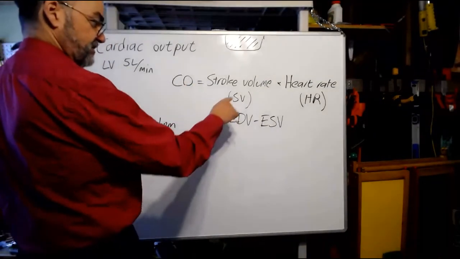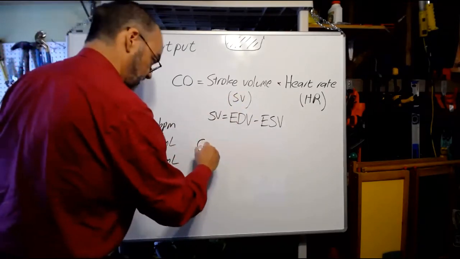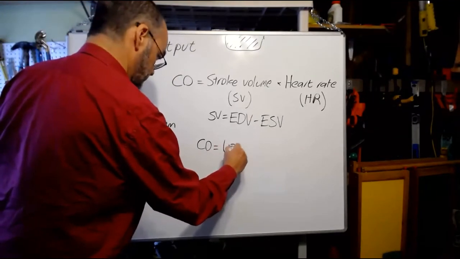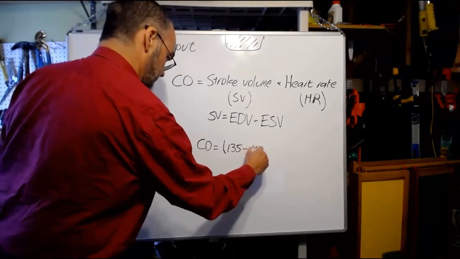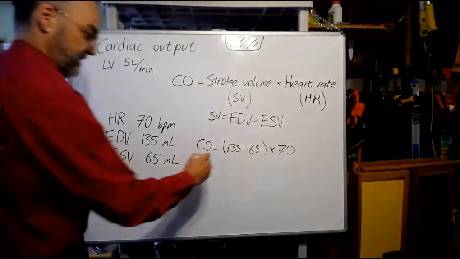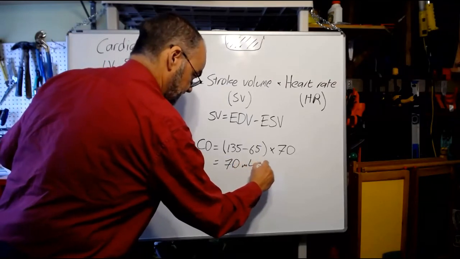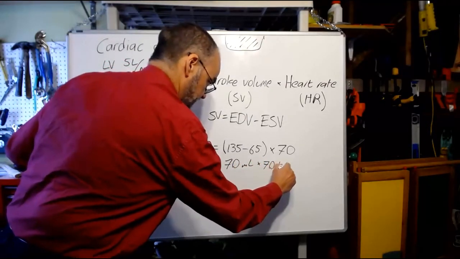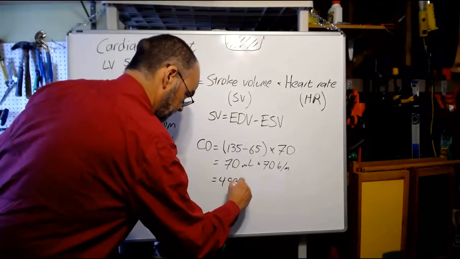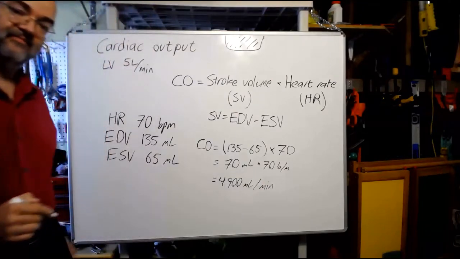Cardiac output is stroke volume, which is EDV minus ESV, times heart rate. So cardiac output equals stroke volume, which is EDV minus ESV, times heart rate. That's 70 milliliters times 70 beats per minute. In this case, it'd be 4,900 milliliters per minute.